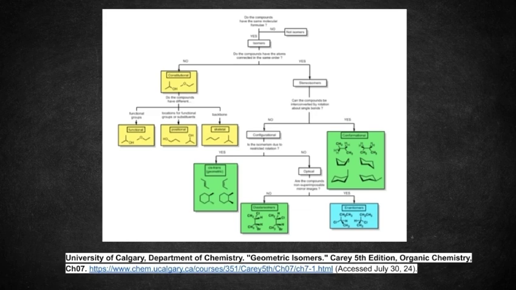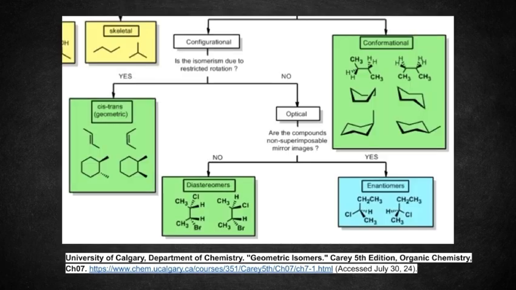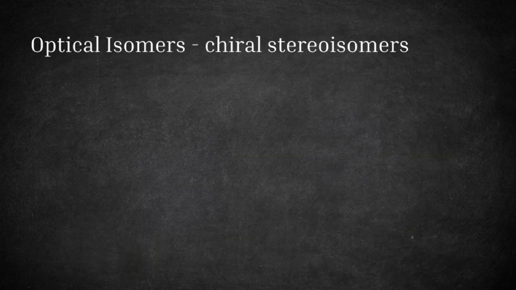There are also subcategories of constitutional isomers, but we won't focus on them much in this course. There is one final group of isomers we'll explore in this course, a subcategory of configurational isomers known as optical isomers. These isomers have unique properties and are further divided into two categories, enantiomers and diastereomers. Optical isomers are stereoisomers that are chiral.